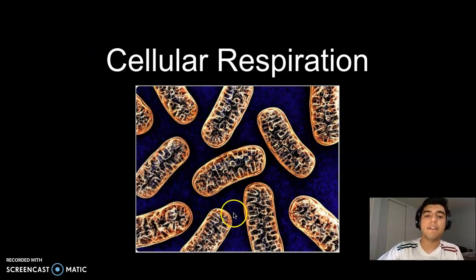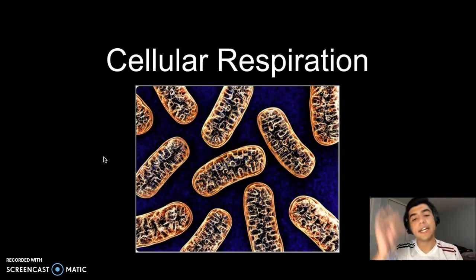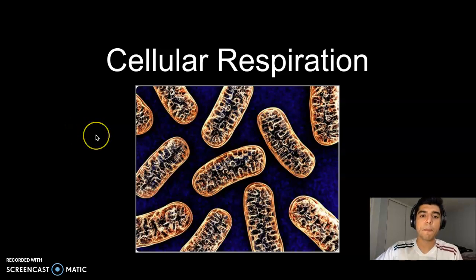So right here I have a picture of the mitochondria. The mitochondria is one of the most important organelles in the cell for the creation of energy. You'll know by the end of the lecture that one of the products of cellular respiration is energy. So the organelle, the mitochondria, is perhaps the most important organelle in the cell when it comes to energy.